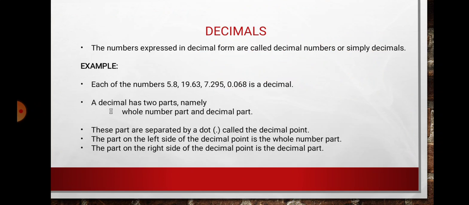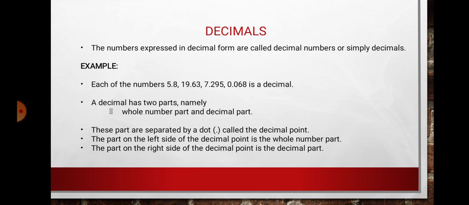Decimals. The numbers expressed in decimal form are called decimal numbers or simply decimals. Numbers like 5.8, 19.63, 7.295, 0.068 are in decimal form. Decimal numbers always have two parts: the whole number part and the decimal part. Now I will explain how to identify the whole number part and decimal part.